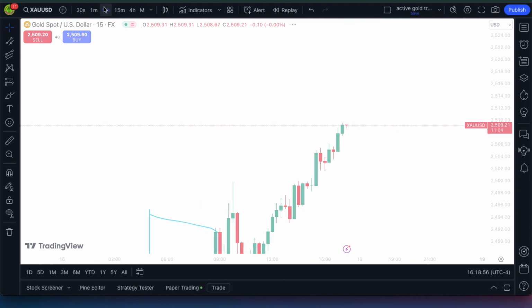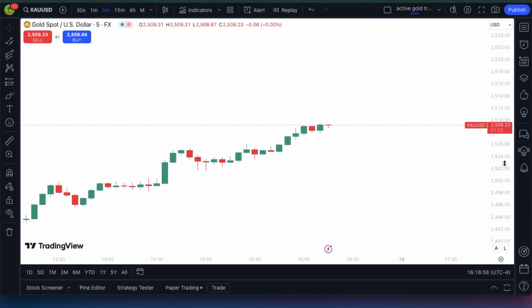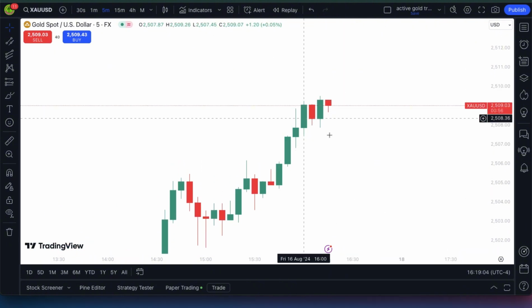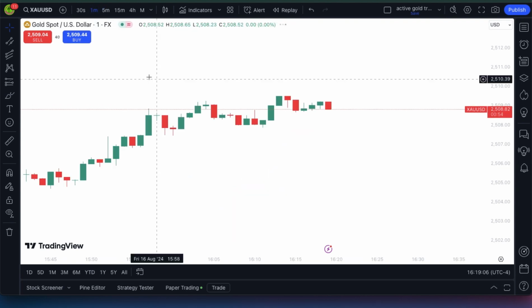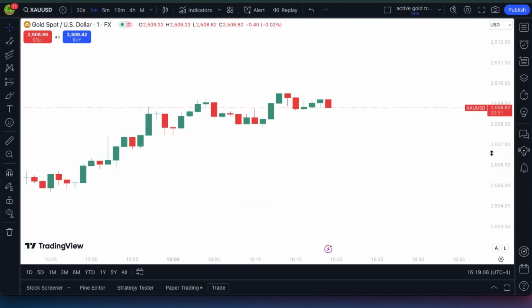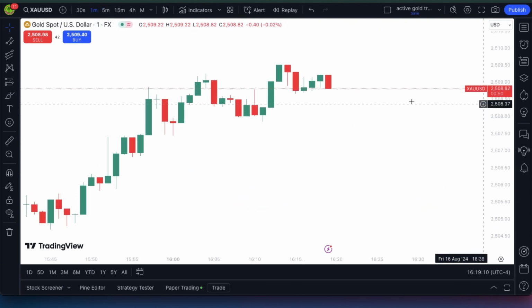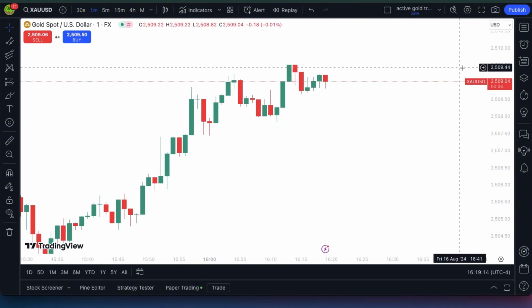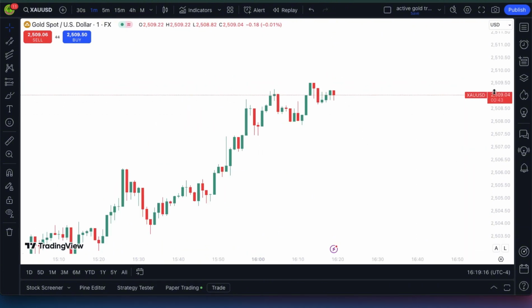Same thing, we could come down to a 5-minute chart, and each candle will take 5 minutes. We have 1 more minute remaining in this candle. As you can see, it moves a bit faster, and then we could even come down to the 1-minute chart. This candle just formed, right? So we have 48 seconds remaining in this candle, and that's basically understanding what the candles are.